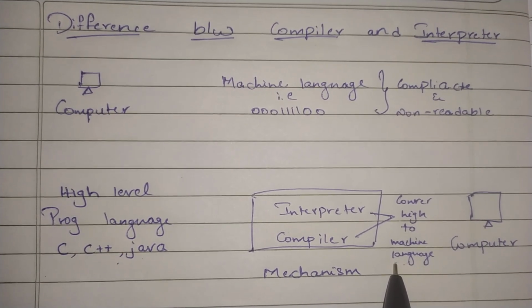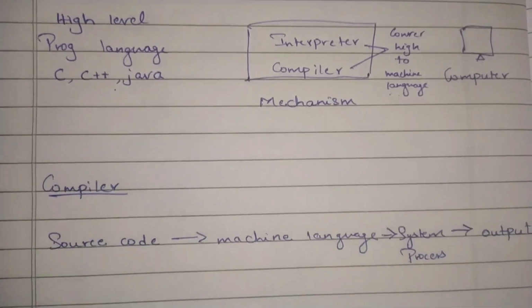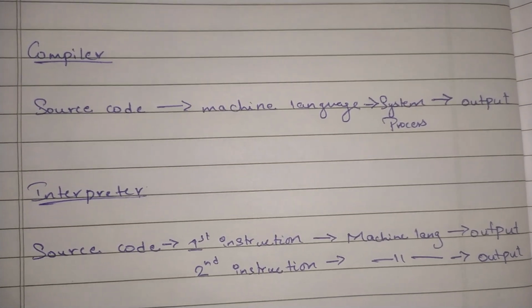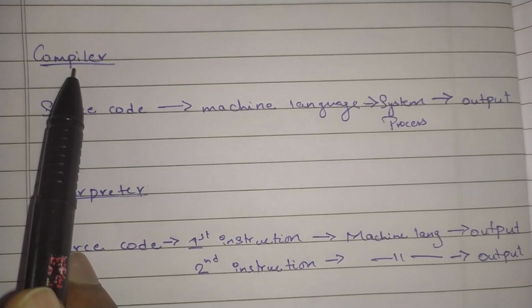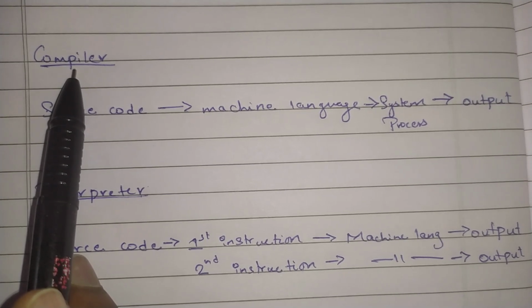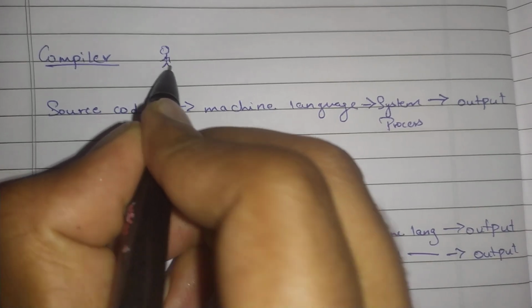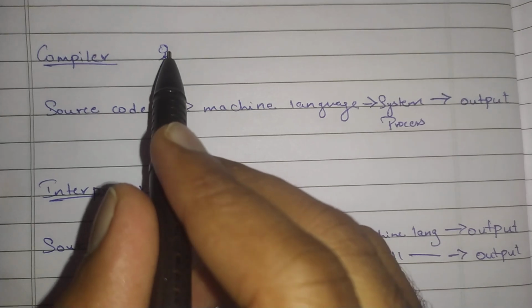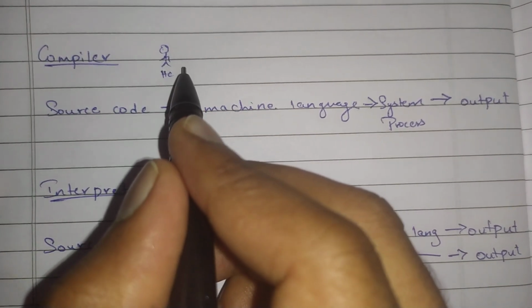Now let me explain this compiler and interpreter. First of all, let me take the compiler. Before explaining this, let me give a simple example about the compiler and interpreter. There is a person called Hemant. He is working in a hotel.